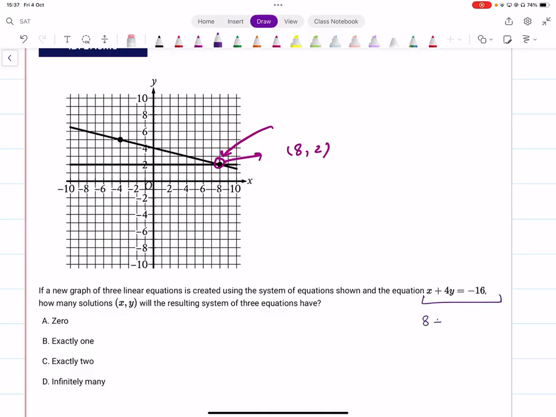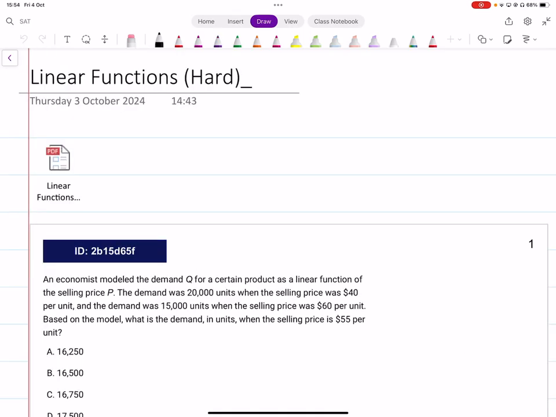8, 2, 8 plus 4 into 2, that equals minus 16. So it does not satisfy. So there's no point, therefore, that satisfies all three equations. So we can say the resulting system of equations has no solution. It's zero solutions.